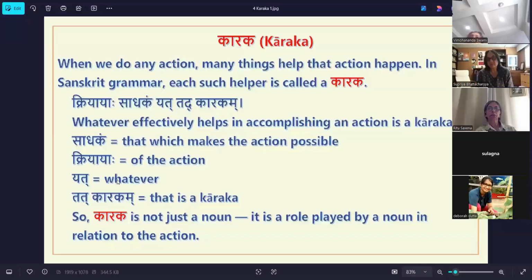So karaka is not just a noun. It is a role played by a noun in relation to the action. This is very interesting. So now you will see how many roles are played by that noun, and each is called a karaka. So go to the next one.